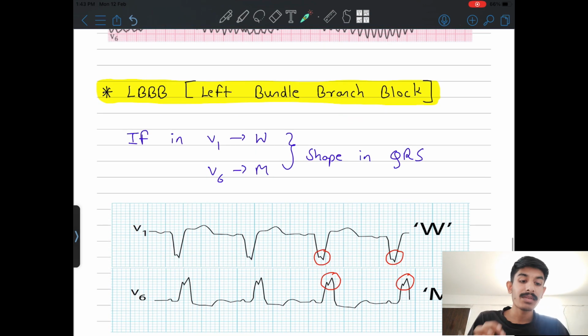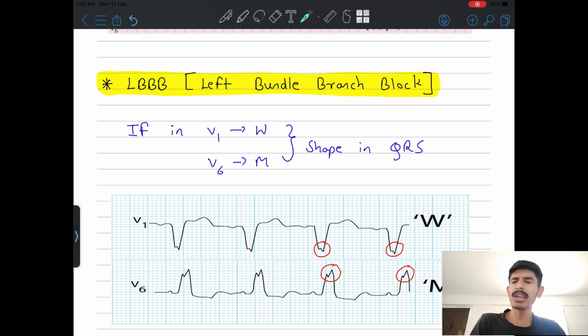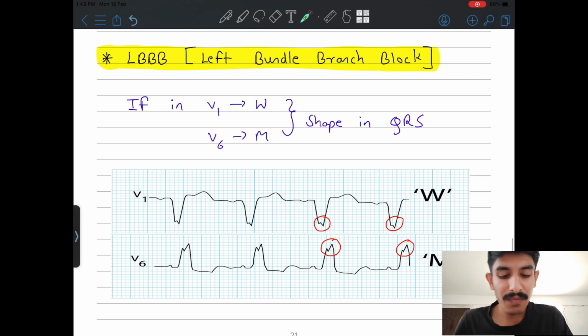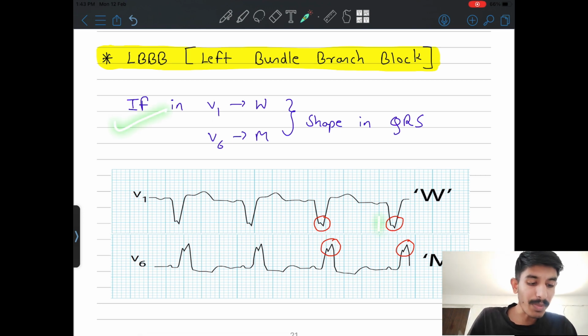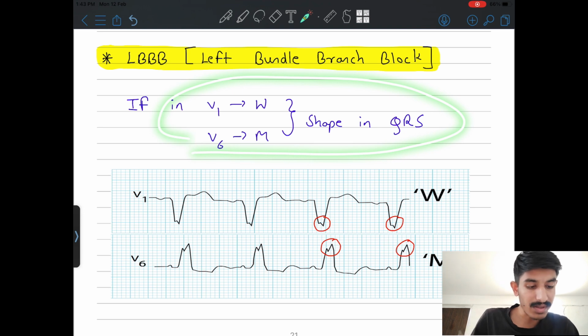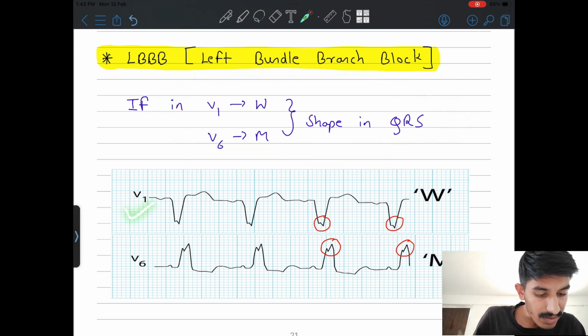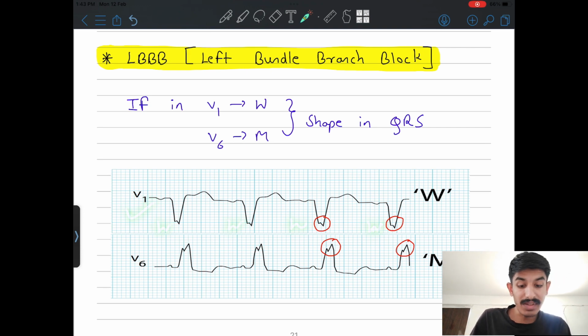Now left bundle branch block. So simple. Just remember two things. If V1 gives a W pattern and V6 gives an M pattern in the QRS shape, it is left bundle branch block. Just look at this. In V1 it's giving W, W, W, W, and in V6 it's looking like M, M. So just write the answer, left bundle branch block.